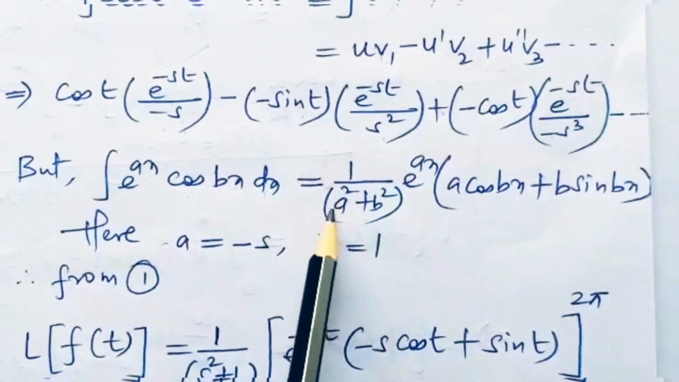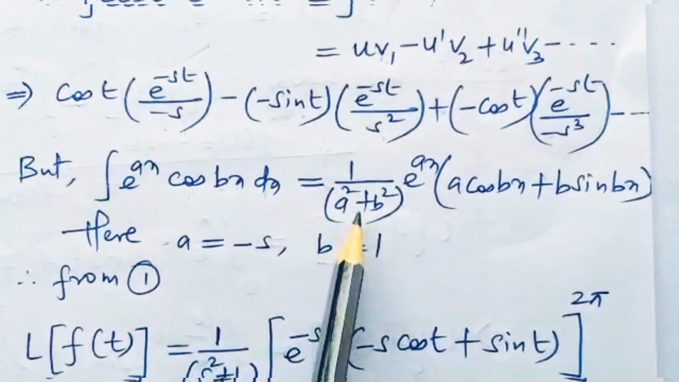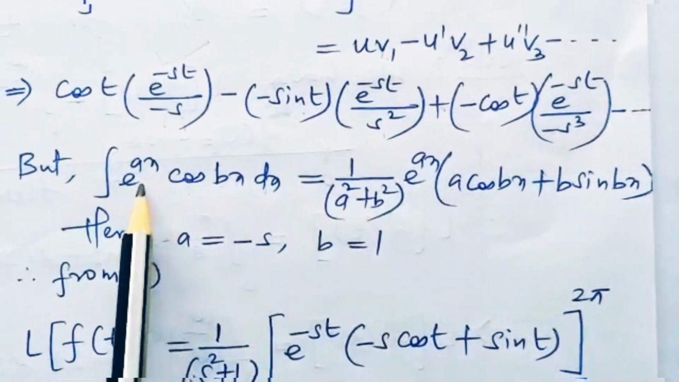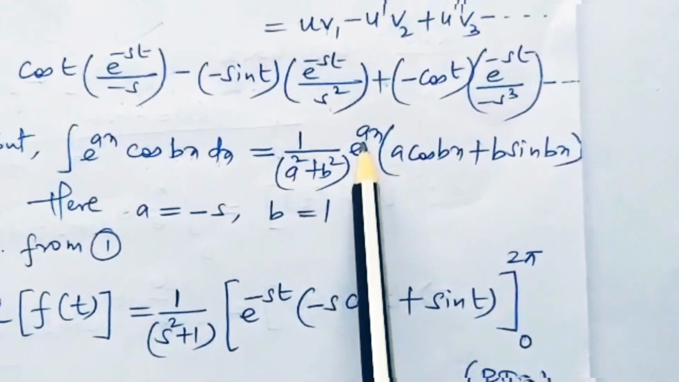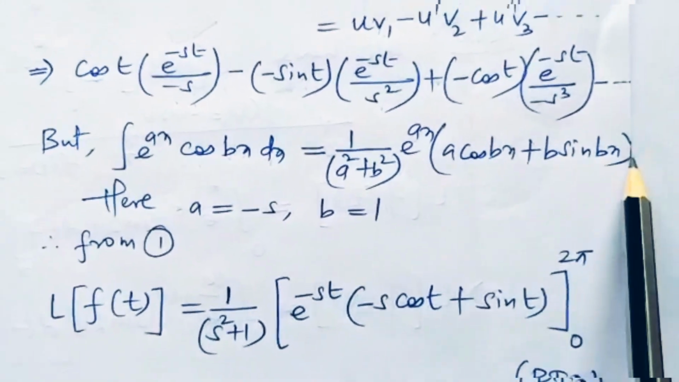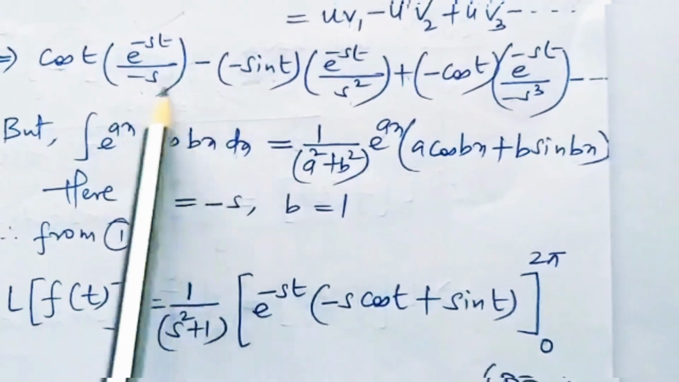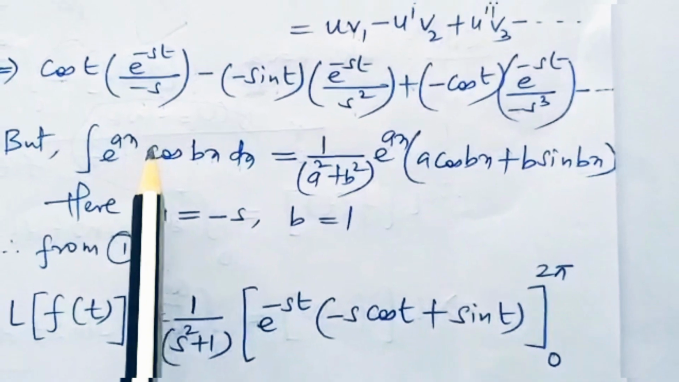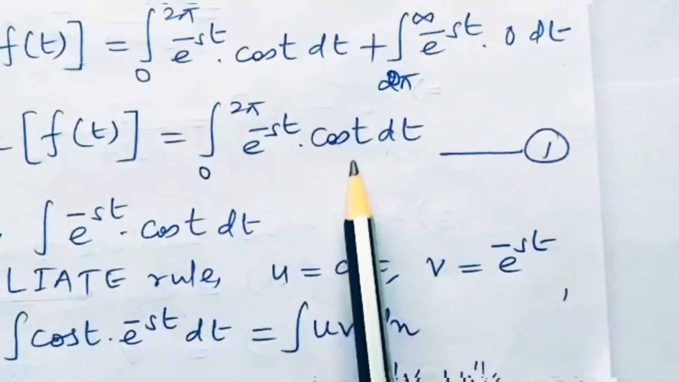So 1 divided by a square plus b square, that is 1 divided by the sum of the squares of the coefficients, which are taken from e raised to ax as well as cos bx. Again e raised to ax, and we have a cos bx plus b sin bx. It's a standard formula.